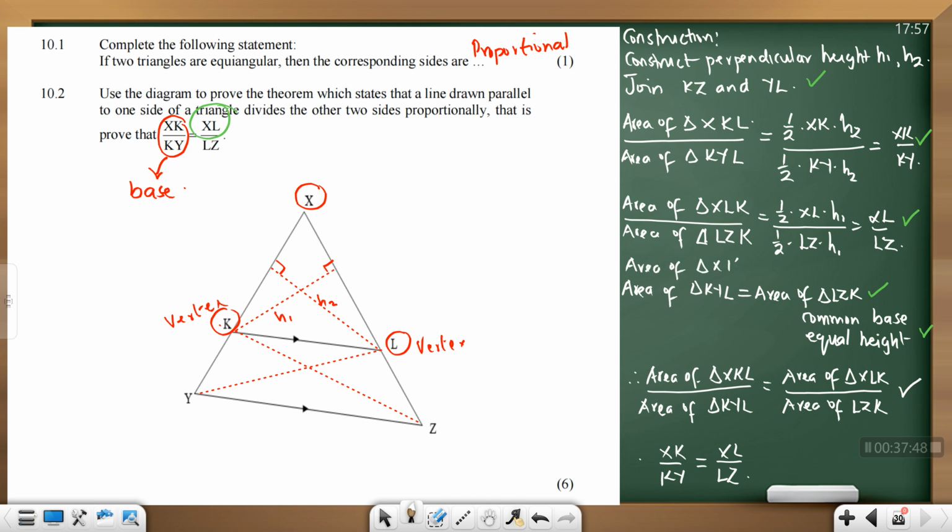Area of triangle what? XKL is the same as area of triangle what? I hope you'll be able to get those 6 marks now, please. Straightforward. Are we okay with the proof and the steps?